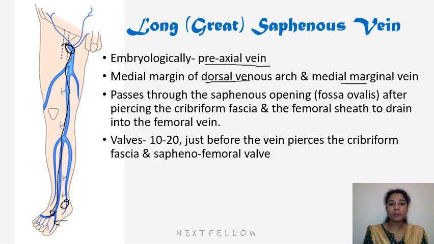It is accompanied by the saphenous nerve, which is a very important thing to be noted. It contains around 10 to 12 valves, just before the vein pierces the cribriform fascia, and the saphenofemoral valve. We can see some tributaries opening into the femoral vein at the junction of the saphenous vein and the femoral vein. These tributaries are the superficial external pudendal, superficial epigastric and superficial circumflex iliac veins.